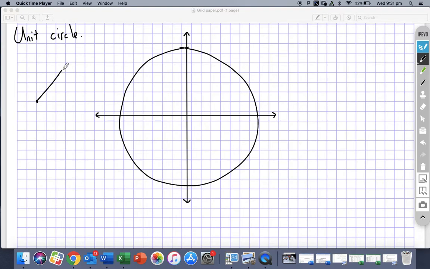I've got a piece of string, right? I hold the middle, I pull it round, and I can draw a circle in the sand and start doing my mathematics.